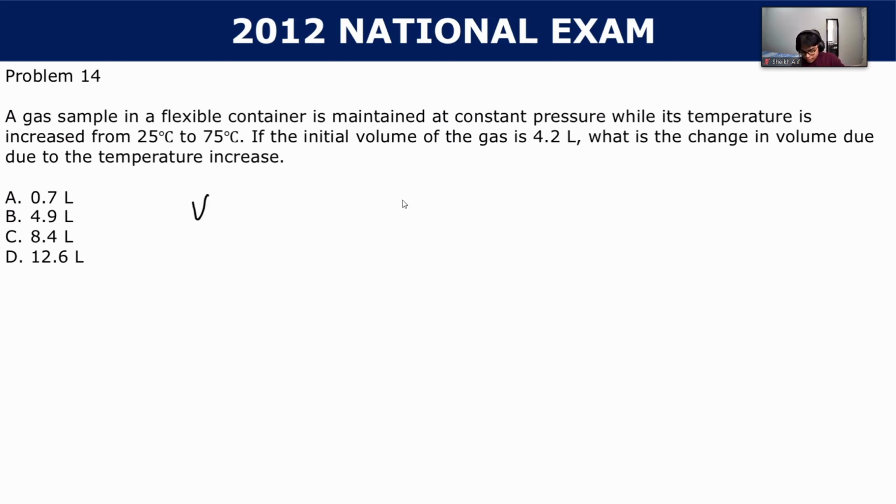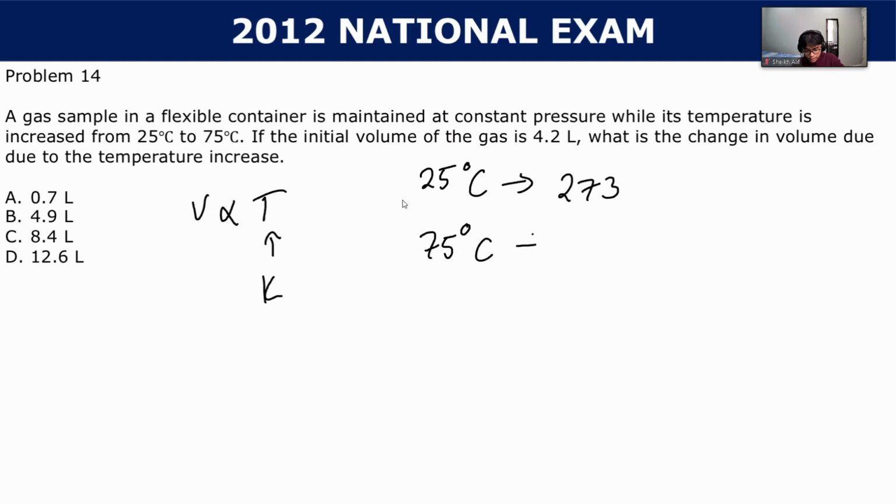Remember, volume is proportional to temperature, and I think this one is Charles' law. But the temperature here is going to be absolute temperature, so temperature in Kelvin. So if we are at 25 degrees Celsius, that is going to be 273, and then 75 degrees Celsius is going to be 323 Kelvin. Okay, that looks right.